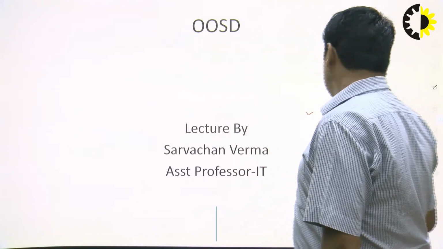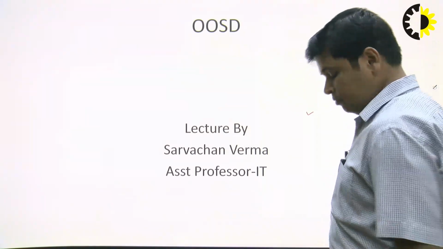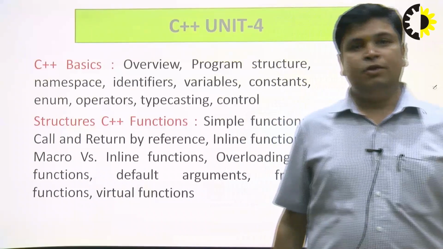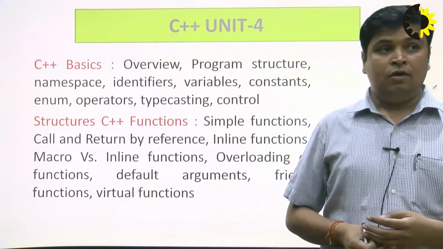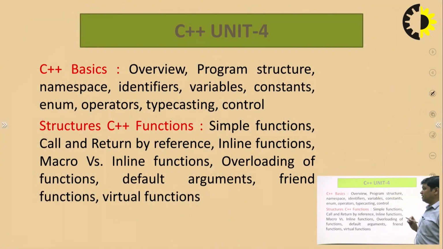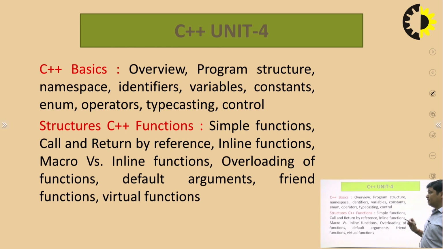Today I am going to discuss the very good concepts regarding unit 4 in object oriented design. In unit 4 these are the contents. First one is C++ basics like overview, program structure, namespace, then identifiers, variables, constants, enum, operators, typecasting and controls.